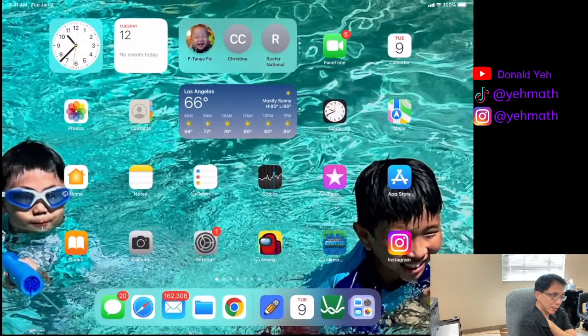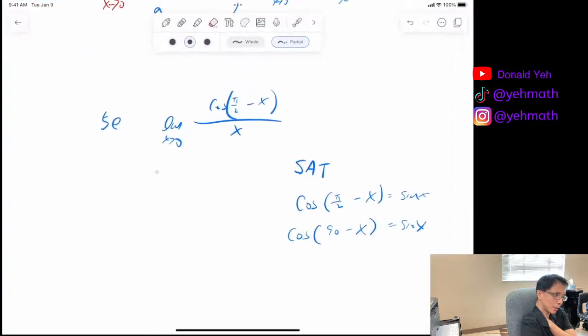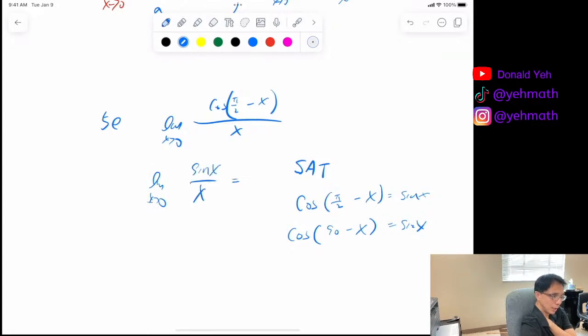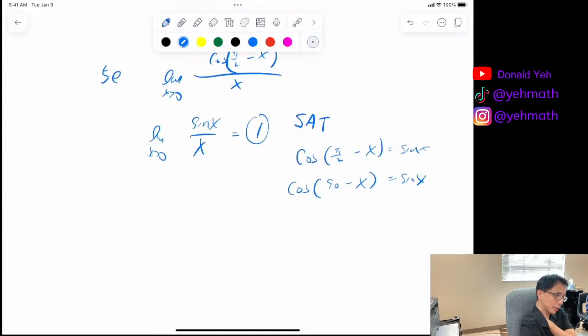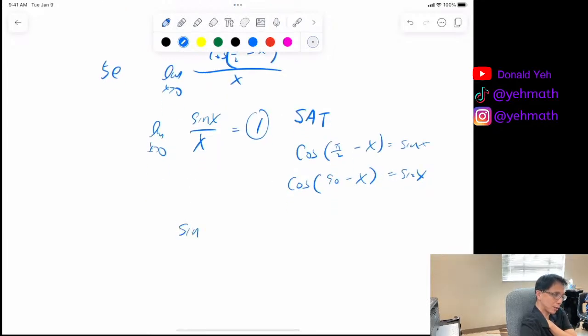What is that trying to say? It's related to the limit as x approaches 0 of sine of x over x, which is equal to 1. Not only that, you actually know about this. Just imagine sine of 60 degrees is equal to cosine of 90 minus 60, which makes sense. Sine of 60 is square root 3 over 2. Cosine of 30 is also square root 3 over 2.